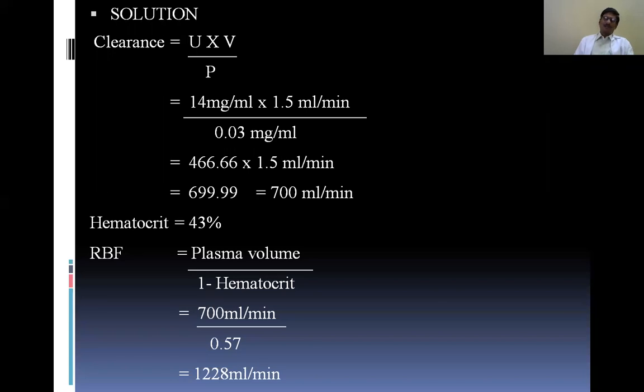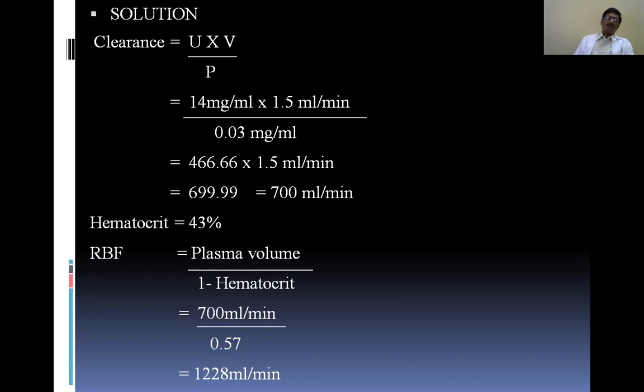The formula to calculate the renal blood flow is equal to renal plasma volume multiplied by 1 minus hematocrit, or to be more precise, plasma volume into 1 divided by 1 minus hematocrit. So plasma volume multiplied by 1 will become the same. That's why we have made the formula simple: plasma volume divided by 1 minus hematocrit.